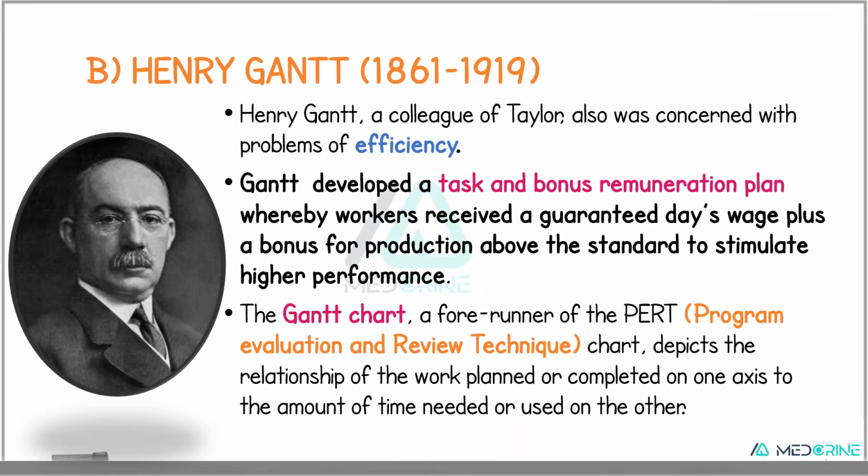The second man we have is Henry Gantt, who was a colleague of Taylor and was concerned with the problems of efficiency. Gantt developed a task and bonus remuneration plan whereby workers received a guaranteed day's wage plus a bonus for production above the standard to stimulate higher performance. Gantt developed what is known as the Gantt chart, a forerunner of the program evaluation and review technique, which depicts the relationship of work planned or completed on one axis to the amount of time needed or used.